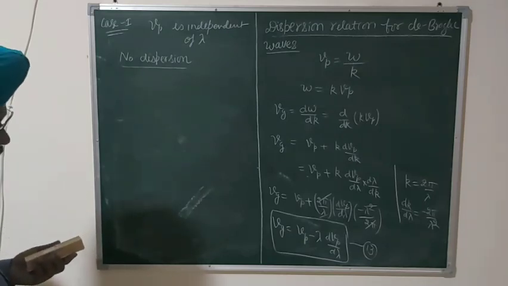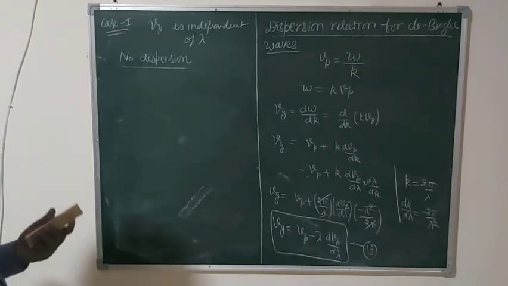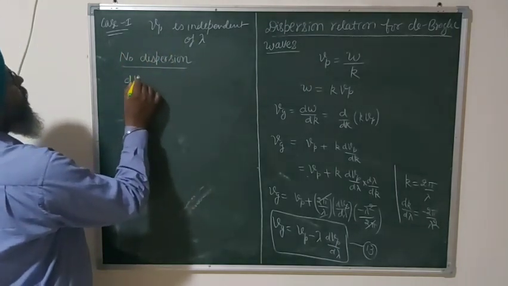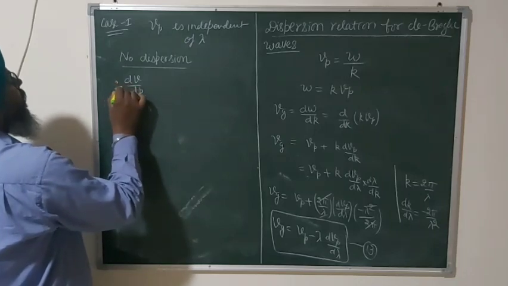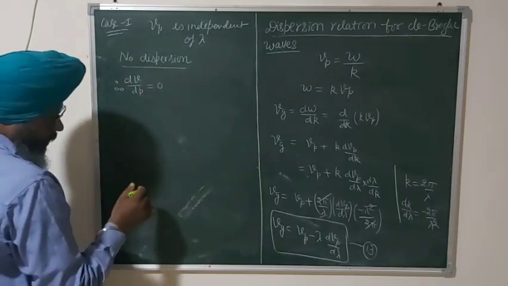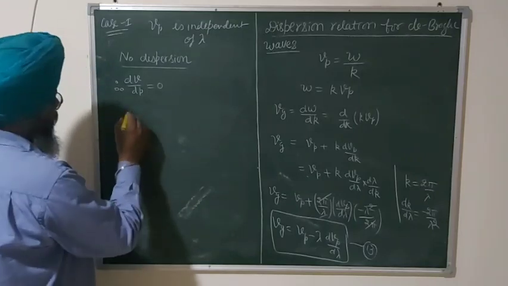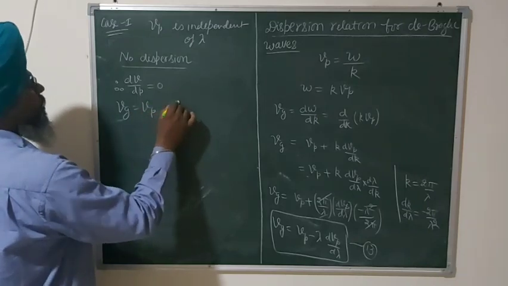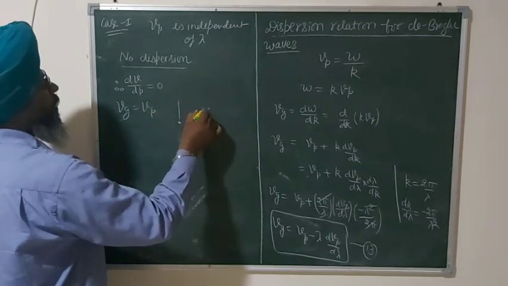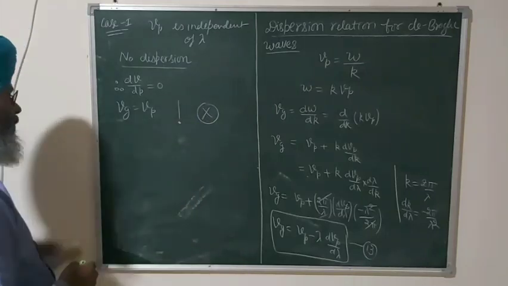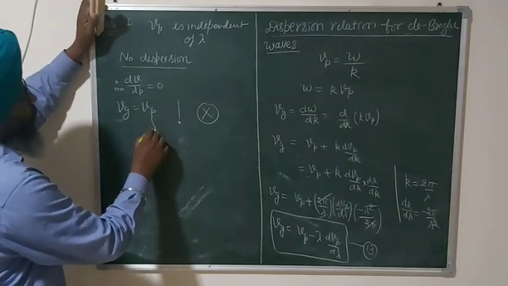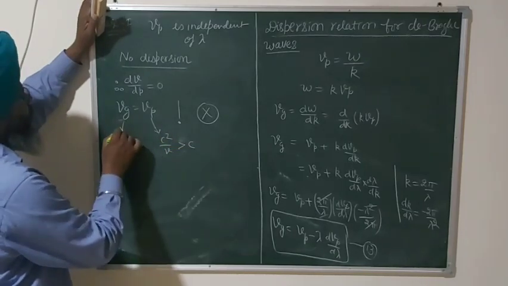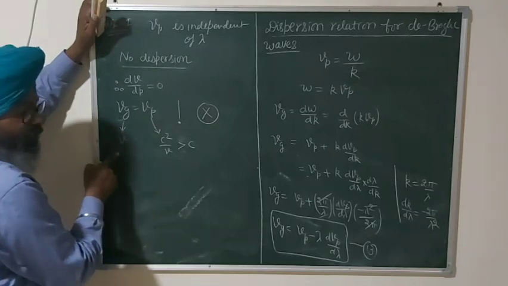If it happens, then what will equation 13 give to us? Since Vp is assumed to be independent of lambda, therefore dVp by d lambda will be 0. And if I put this in equation number 13, then I will get Vg is equal to Vp. Now this is strange and unacceptable. Why? Because we know that Vp, being equal to c square by V, is always greater than c, and Vg is equal to V. I have just proved it.